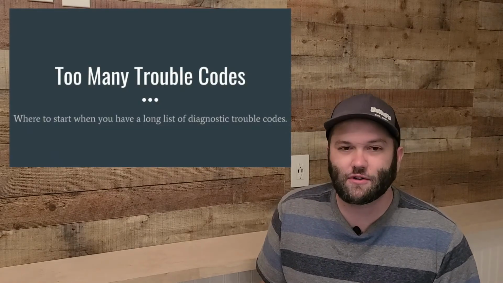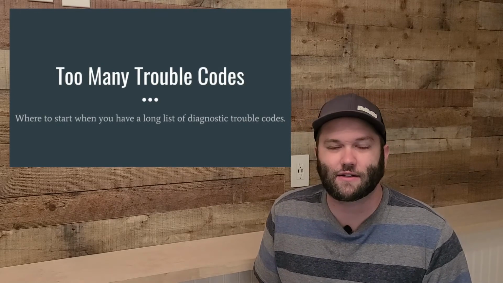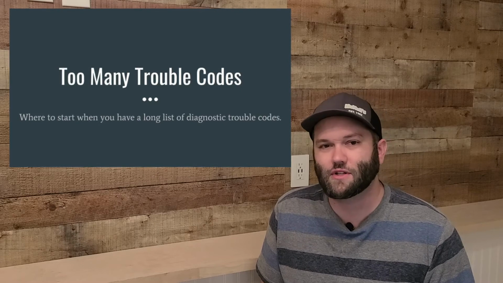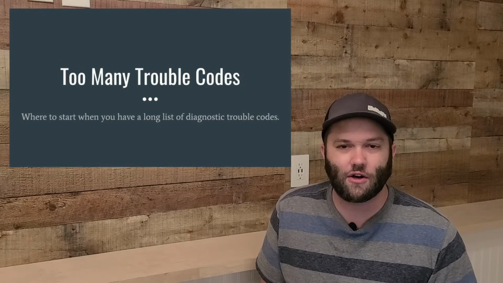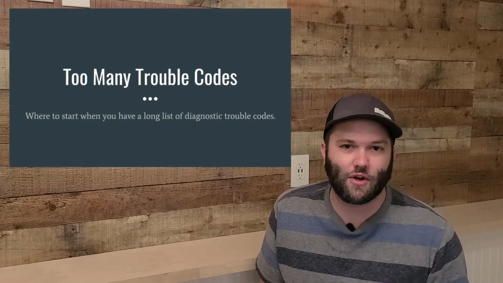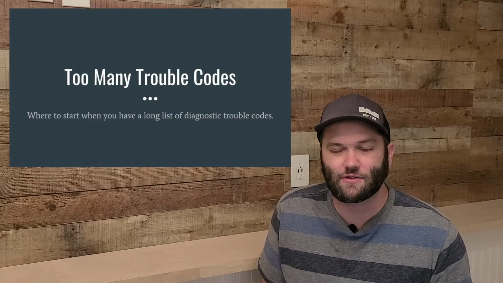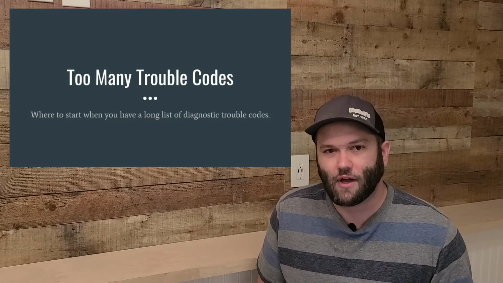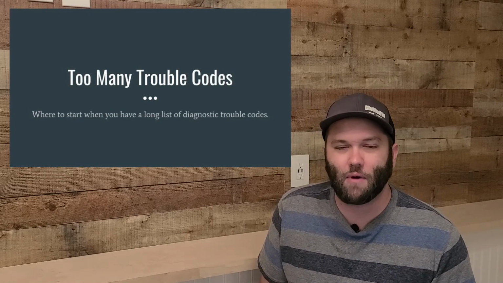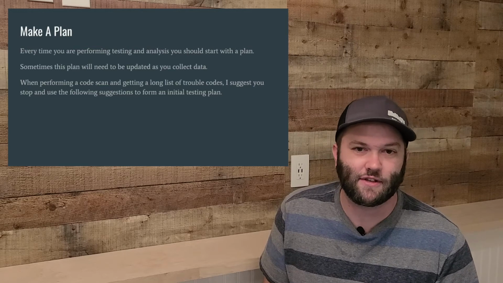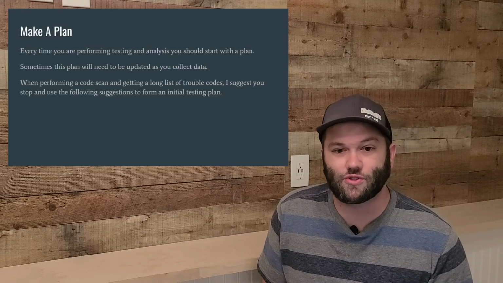I'm sure most of you have gotten a check engine light diagnostic, and when you've gone and run a full code scan, you've seen more codes than you can list. There's many codes in all the modules and you don't even know where to start. Let me give you a few pointers on how I organize those codes, how I prioritize those codes, and try and kind of clear your mind so that you can come up with a good game plan on how to diagnose these problems. So every time you're performing testing and analysis, you should have a game plan when you start.